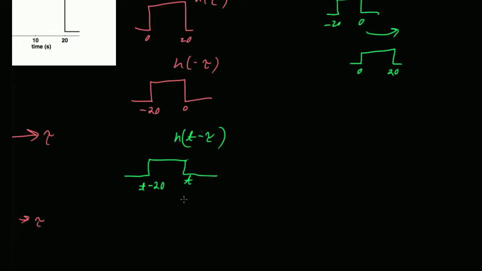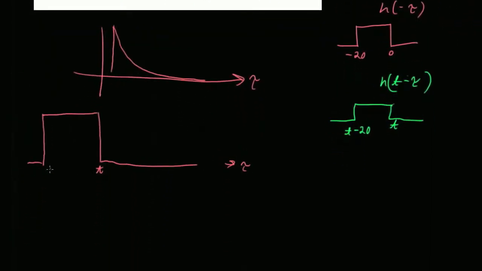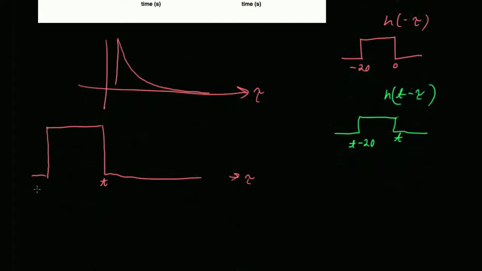Now, once you've drawn this picture, that's the hard part. Once you've got this picture, you're good to go. Because now look what you do. Now you come along and draw your h of t minus tau. So this is t minus 20.